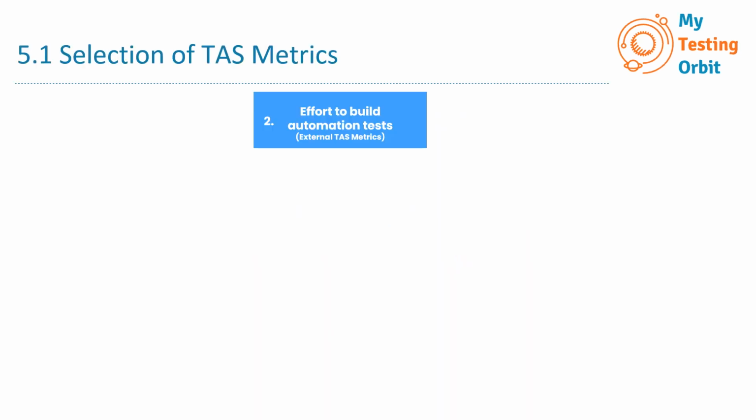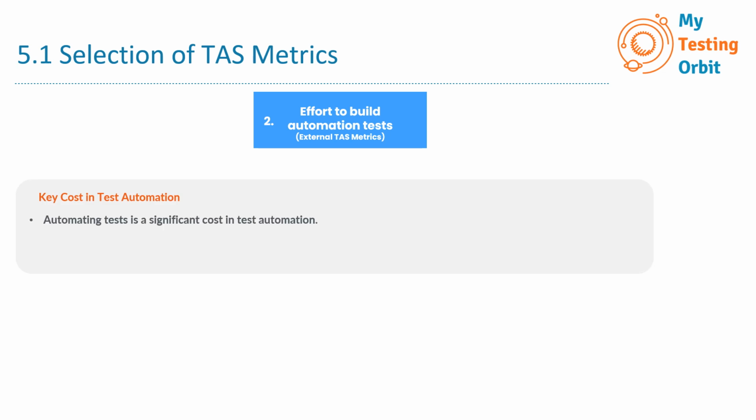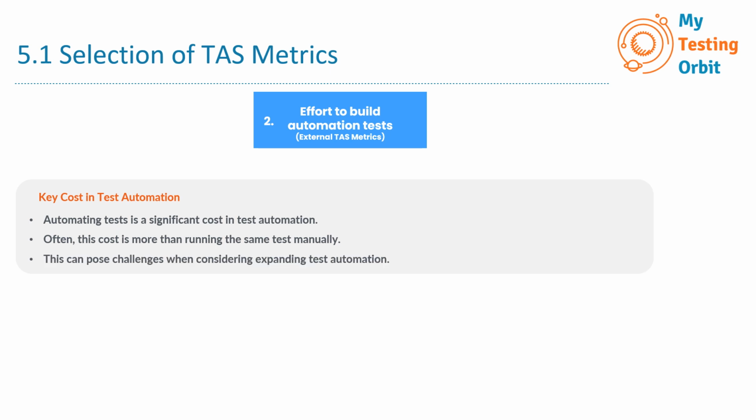Let's start with the second external TAS metric, which is effort to build automation tests. Key cost in test automation. Automating tests is a significant cost in test automation. Often, this cost is more than running the same test manually. This can pose challenges when considering expanding test automation.